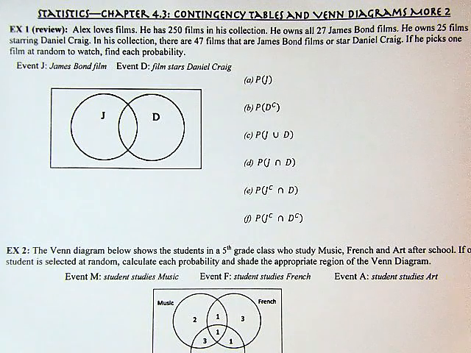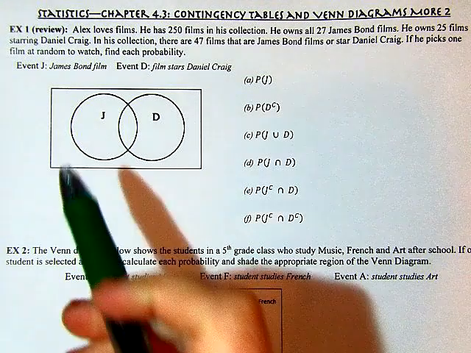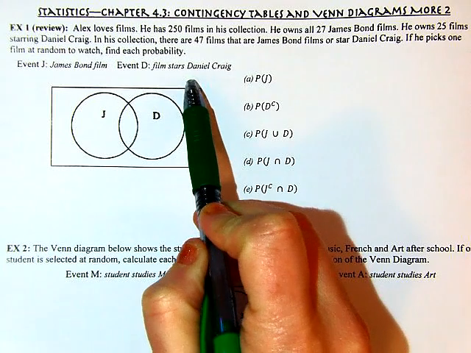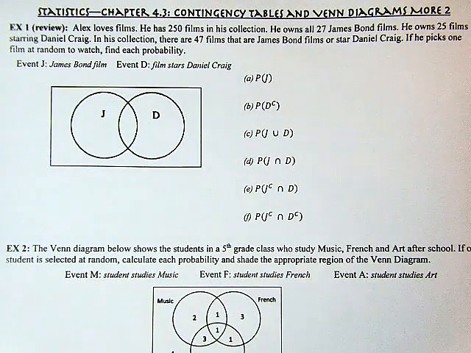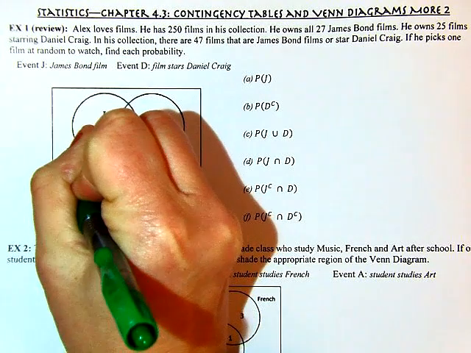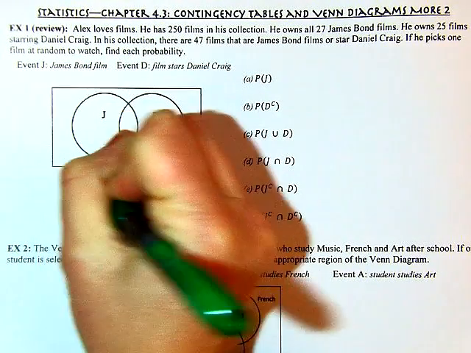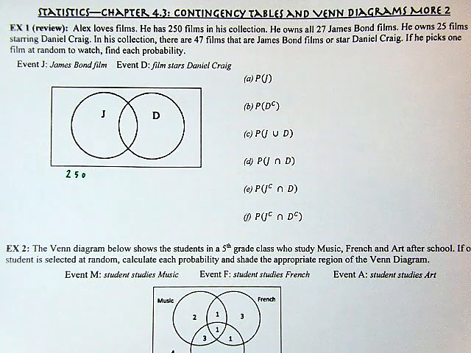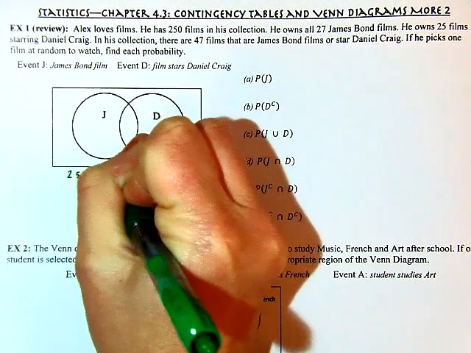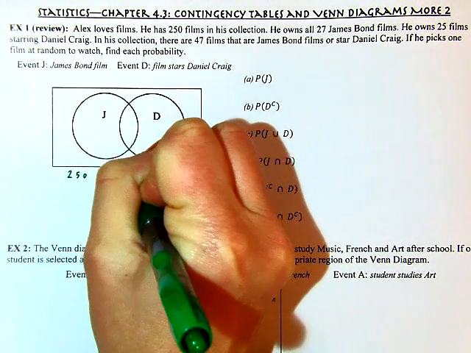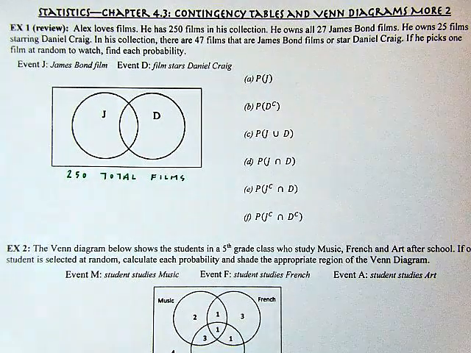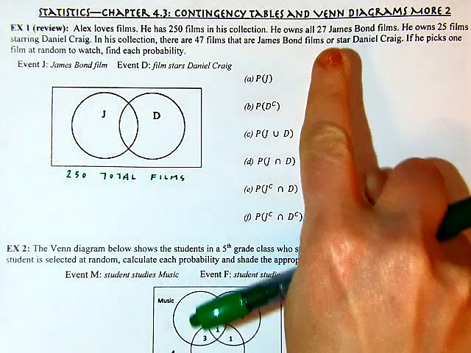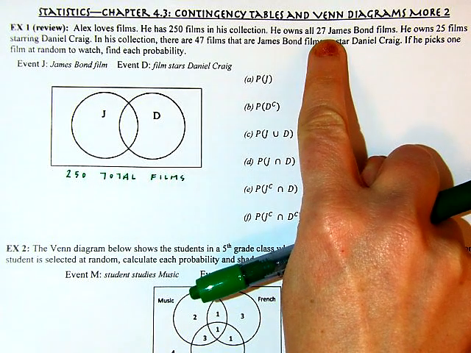So we know that event J means it's a James Bond film. D, we know that it's going to star Daniel Craig. So first thing that I'd probably label is down here for my Venn diagram. I like a good visual. So I know that there's 250 films total in Alex's collection. Okay, we're told that he owns 27 James Bond films.